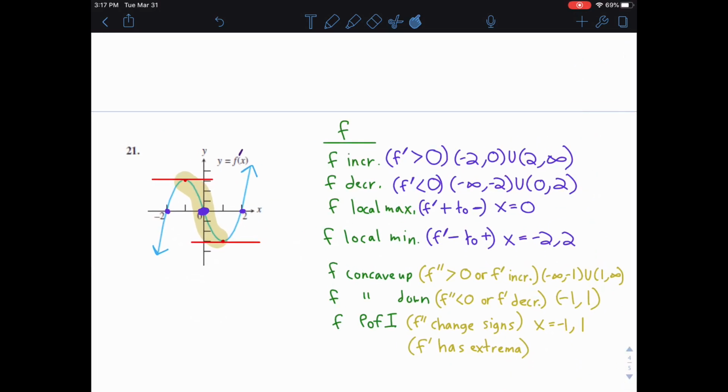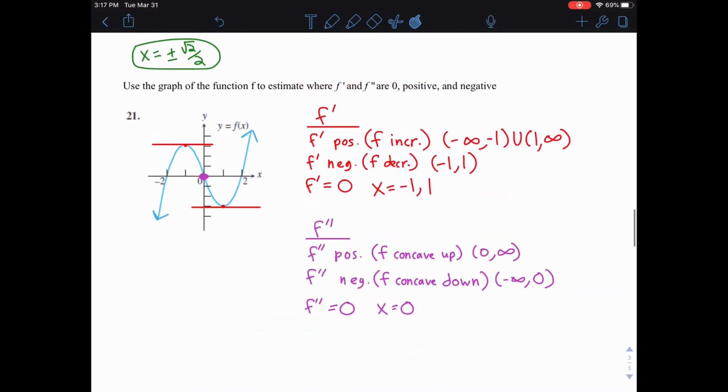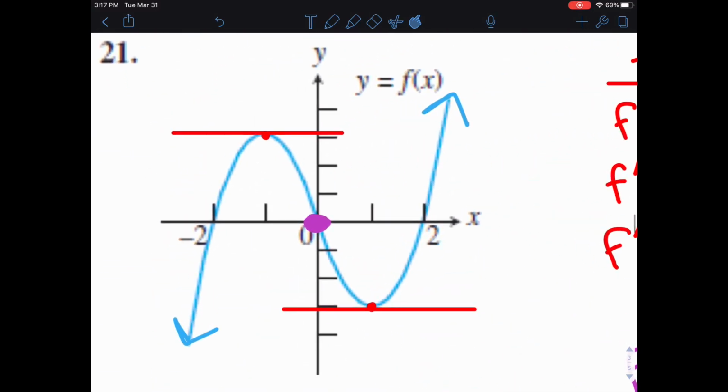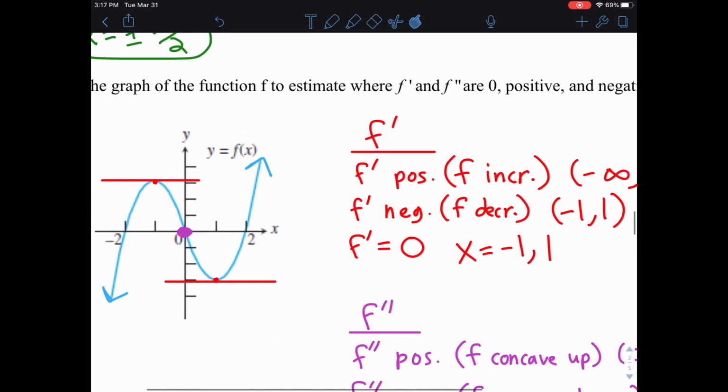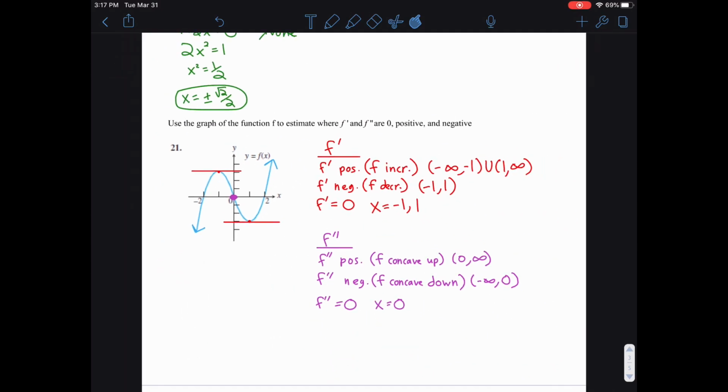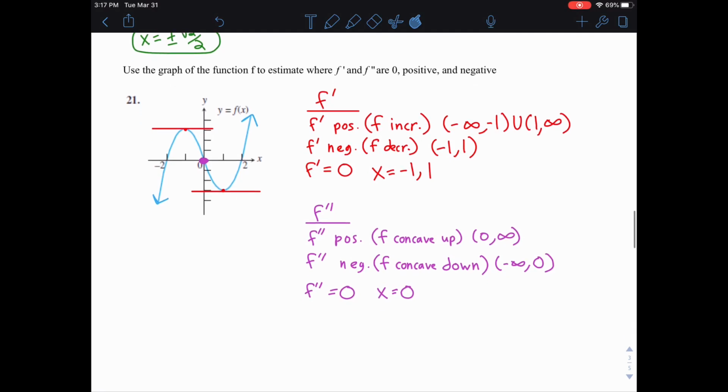Well, actually, it tells you everything about f, okay? If this is the graph of f, well, what can you do with the graph of f to get stuff about f prime? Well, remember the relationships, okay? Same thing with f to f double prime.